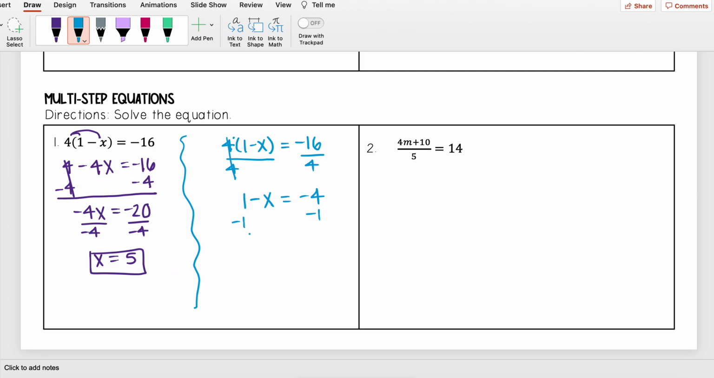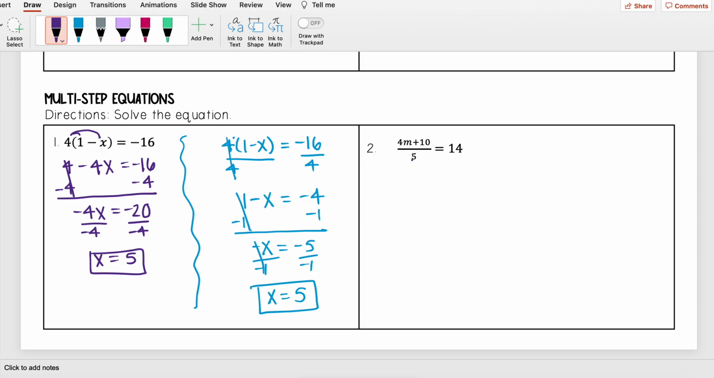Subtract 1 from both sides. I have negative x is equal to negative 5. And then I can divide both sides by negative 1. And I get that x is equal to 5. So either way works. You'll get the same answer at the end. So it's whatever way you prefer to go about it.